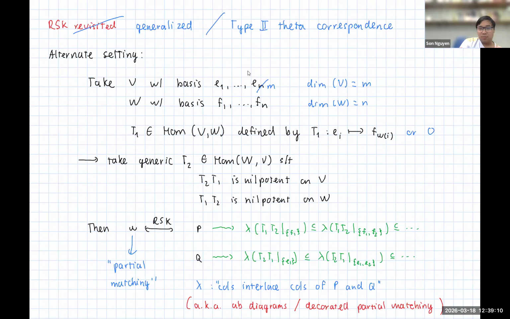And I want to also point out that in the literature, this thing is called type 2 theta correspondence by representation theorists, and these are A-B diagrams. But essentially, they just record which way the arrow goes from T1 to T2, T2 to T1, from V to W, W to V. But I translate that into this partition and it gives me the same information. So this is my egg. Anyone has any question about my egg?